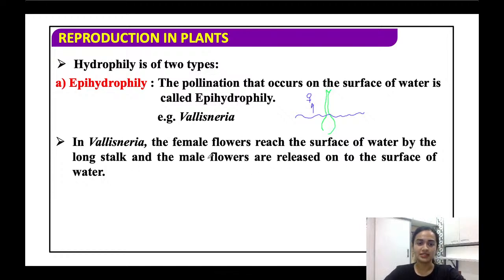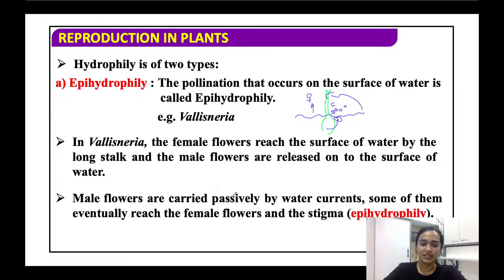Now the male parts, the anthers, are somewhat here. When they burst open, the pollen grains are released, and with the help of water itself, just imagine that there are some small ripples or waves, this water will cause them to come in contact with the female part. Yes, so it is carried passively by water currents. All right, so some of them eventually reach the female flowers and the stigma.